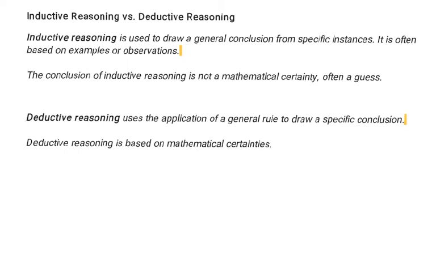All right, the next section of questions we're going to look at talk about inductive and deductive reasoning. So let's go over those definitions. Inductive reasoning is used to draw a general conclusion from specific instances. It is often based on examples or observations. The conclusion of inductive reasoning is not mathematically certain. It's often a guess. So this is more like going with your gut, making an assumption. Whereas deductive reasoning uses the application of a general rule to draw a specific conclusion. Deductive reasoning is based on mathematical certainties. So if you deductively reason something, you know for certain that's going to happen. You've proven it's going to happen without a doubt.